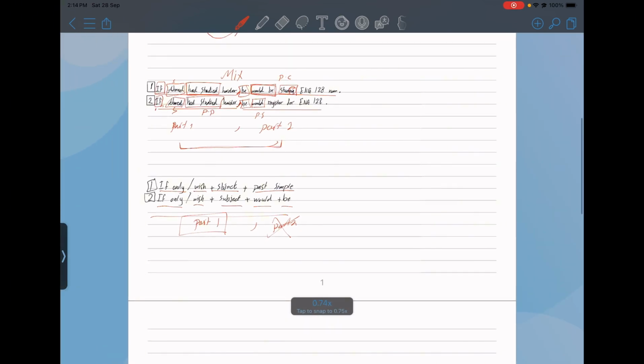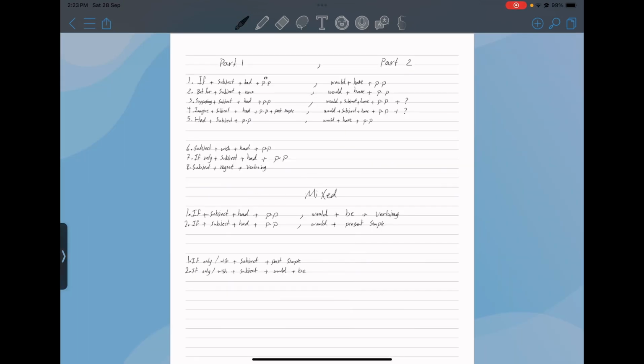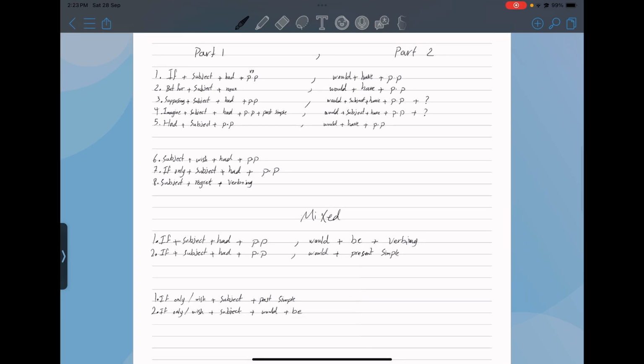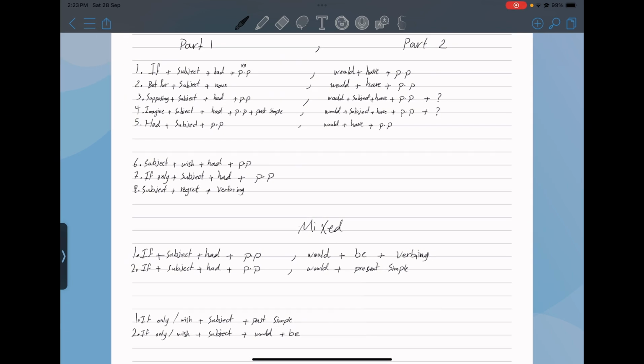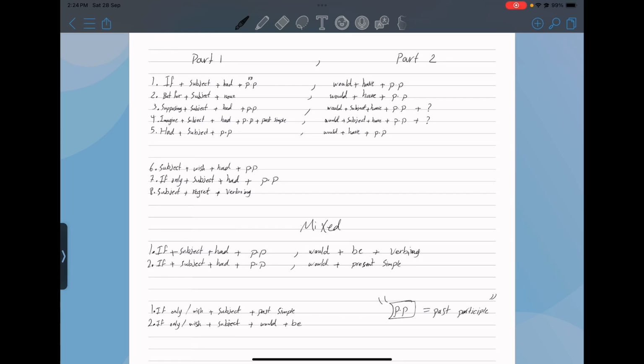So all these are the if conditionals. Now I will write to you the summary of all the if conditionals. So this is the summary of all the if conditionals you have to study for this course. You should know all of them, and I will write the past participle like this. So this is the main thing you have to know. All of them will come to you in the test in this course. Only these two will come to you in the final.